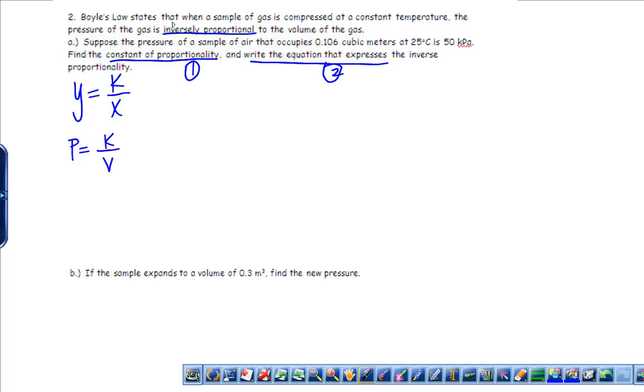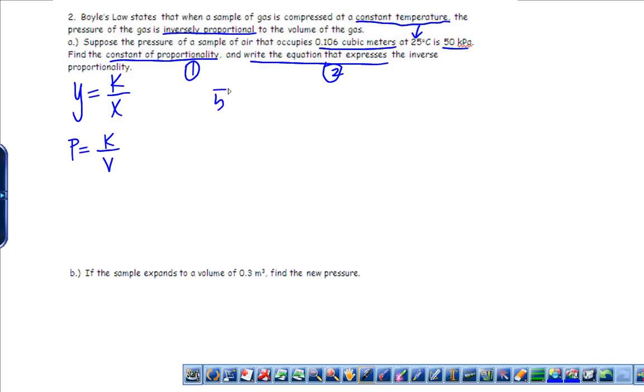One thing that we need to go back up here and look at, it says gas is compressed at a constant temperature, and they gave us our temperature right here at 25 degrees Celsius. Since our temperature is not changing, we are not going to do anything with that temperature. It's not changing at all, so we can ignore the constant temperature there. We're not going to plug that in. Our pressure we know is 50 kPa, and our volume is in cubic meters right here.